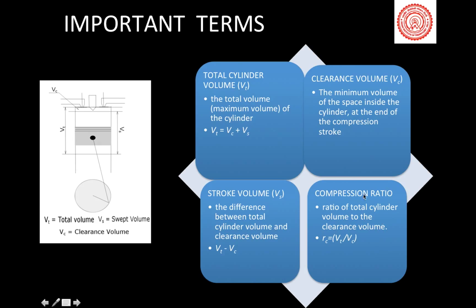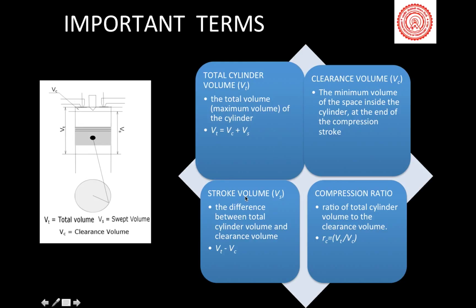Next, I would like to explain a few important terms in the IC engine. As you can see here in the diagram, we have 3 important volumes. First, Vt, that is the total volume. It is the maximum volume of the cylinder, also denoted by the formula as equal to the sum of the clearance volume and the stroke volume.